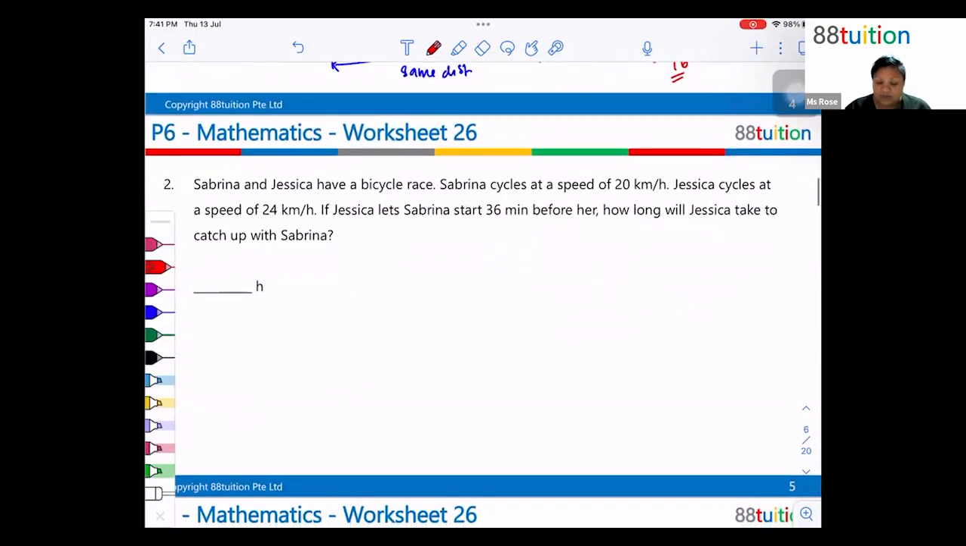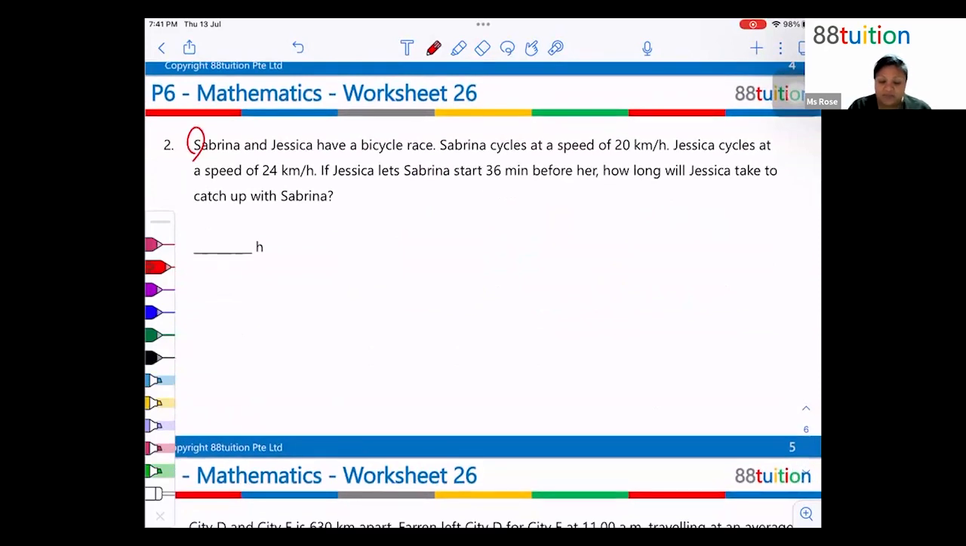Okay, let's look at question number 2. We have Sabrina and Jessica, they had a bicycle race. So the keyword here, race, means it is a common distance. When you see keywords like this, what comes to mind? Things like common distance. They must have the same start time, the same start point. The point where they start must be the same.